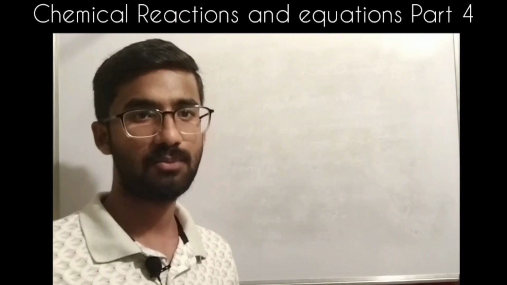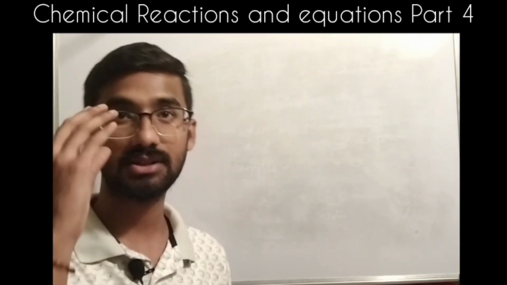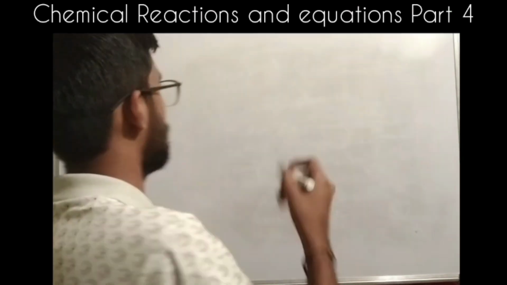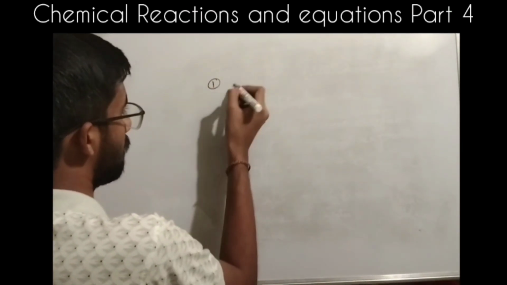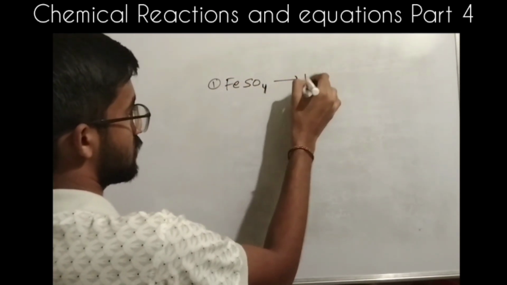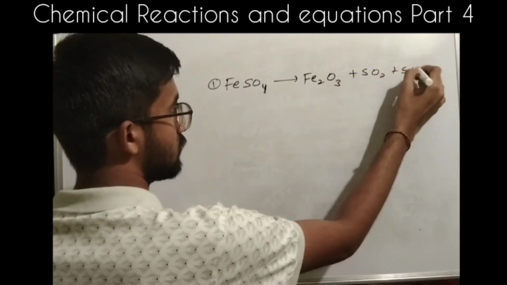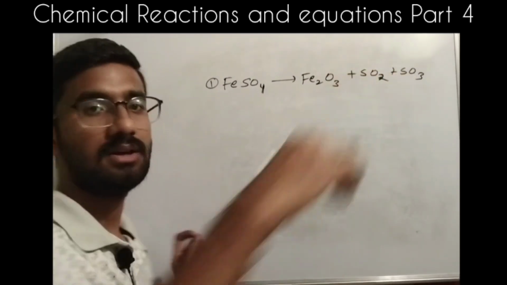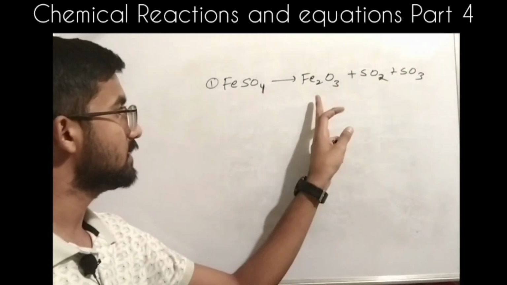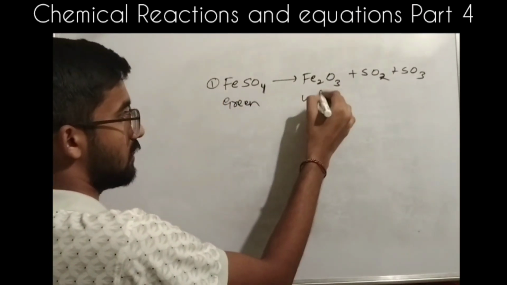The first example of a decomposition reaction is FeSO4, which gives ferric oxide plus harmful gases like SO2 and SO3. Can I write the first example as FeSO4 giving rise to Fe2O3 plus SO2 plus SO3? These are the harmful gases here, sulfur dioxide and sulfur trioxide. This is ferric oxide.